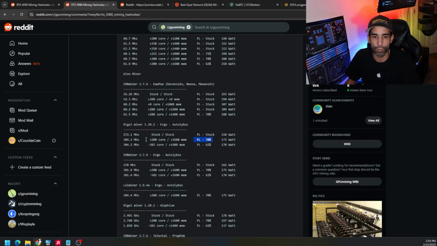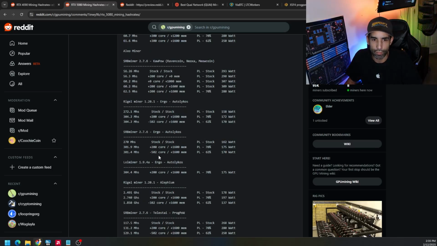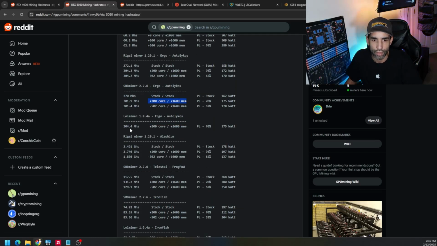But when we adjust the power limit and push the core up a little bit, we got 304.2, and it's basically either 172 watts or 170 watts. So even if we brought the core down, we don't fall that far on Ergo at least. And then moving over to SRBMiner, kind of same thing, about 170 to 175 watts, 301 mega hash, whether you add core or mem or just minus the core. lolMiner, 304, was about the best. So either Rigel or lolMiner seems to be the best for the 50 series, I'm gonna tell you that. And then SRBMiner for some of the other coins that you're looking to mine.